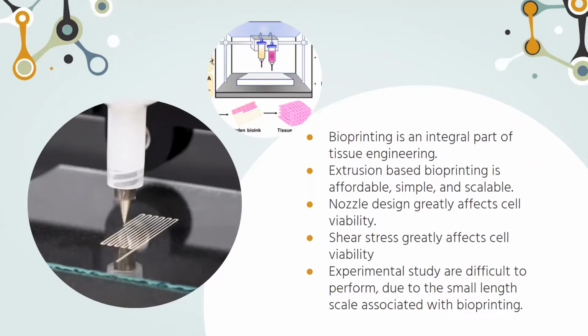However, since this method is very similar to 3D printing, where we use nozzles and pressures at the inlet to dispose of the bioink filaments, the nozzle design will greatly affect the cell viability, and the shear stress is linearly affecting the cell viability also. However, since these nozzles are very small, it is very difficult to perform experimental studies to learn about the shear stress and also the shear stress distribution within the nozzle, so we need alternative methods of researching these parameters.